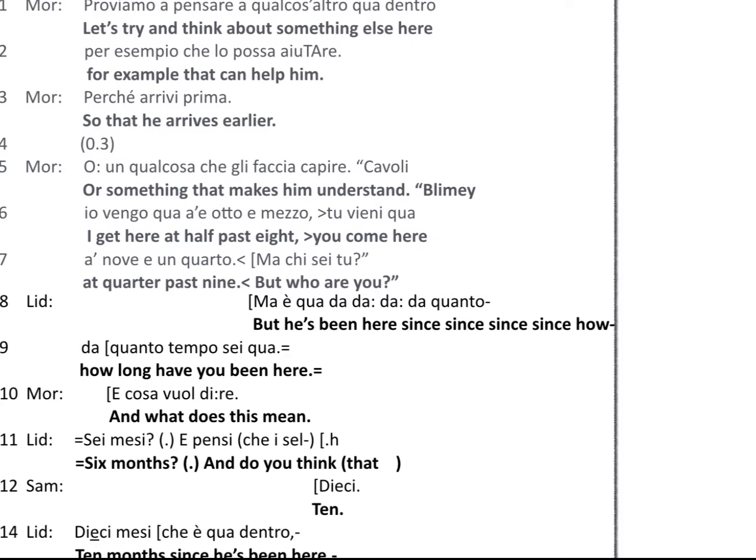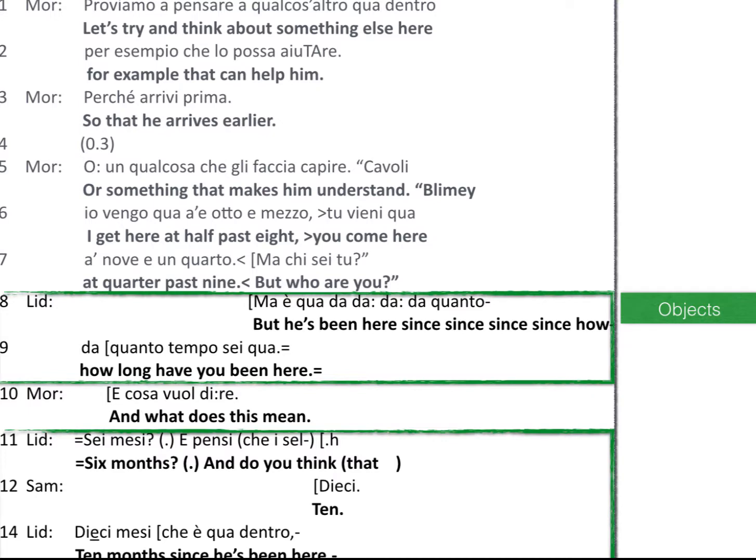Okay, so in the lead up to an emerging conflict, sometimes you find people have been not accusing each other but disagreeing on a subject matter. And so she objects. So she goes, how long have you been here? She addresses the guy who arrives late every morning. And the staff member starts to challenge this. What does this mean? And the client guesses 6 months, and the other client who arrives late every morning says 10 months.